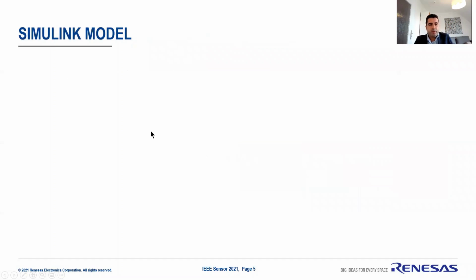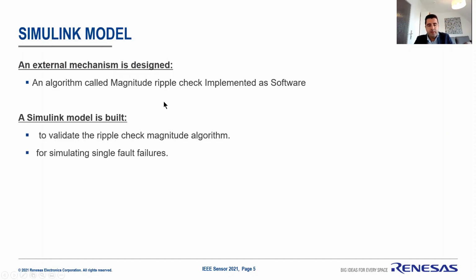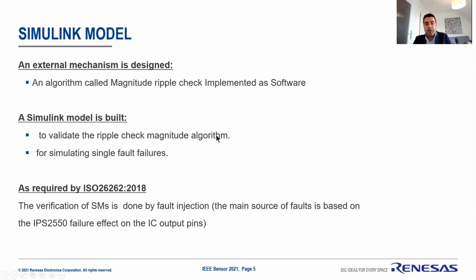For that, we built a Simulink model where an algorithm was designed, the so-called magnitude ripple check. The Simulink model was used also for validating the algorithm and for simulating the so-called single fault failures. Everything was developed following the standard ISO 26262, which says that the verification of safety mechanisms is done by fault injection.